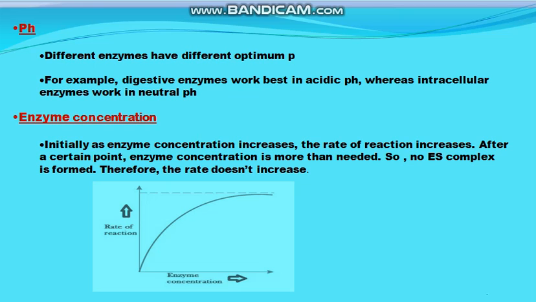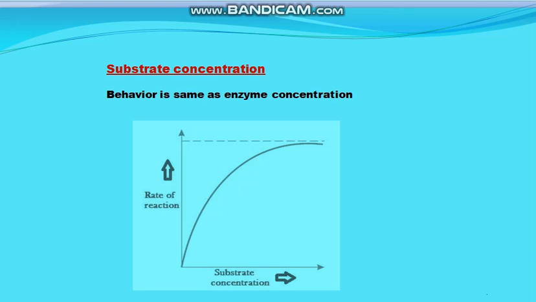The next factor is the substrate concentration, and the behavior of the substrate concentration is the same as the enzyme concentration. That is, as the substrate concentration increases, the rate of reaction also increases, and then a point comes when no more substrate concentration is required, and then the rate of reaction does not increase. So, these are the factors which affect the enzyme activity.